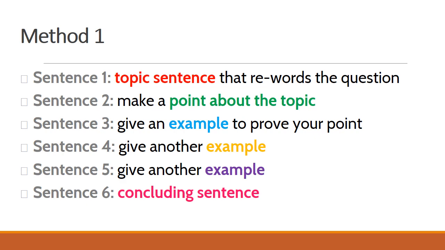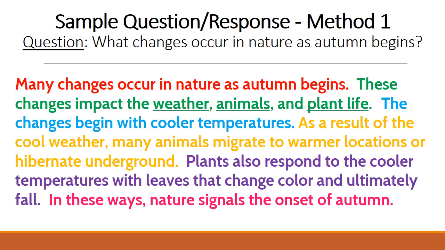So let's take a look at how this method looks in response to our sample question. Again, our question is, what changes occur in nature as autumn begins? Our topic sentence: many changes occur in nature as autumn begins. Then I give a little bit more focused point about my topic. These changes impact the weather, animals, and plant life. You can see that for emphasis, I've underlined the 3 topics I'm going to give examples of.